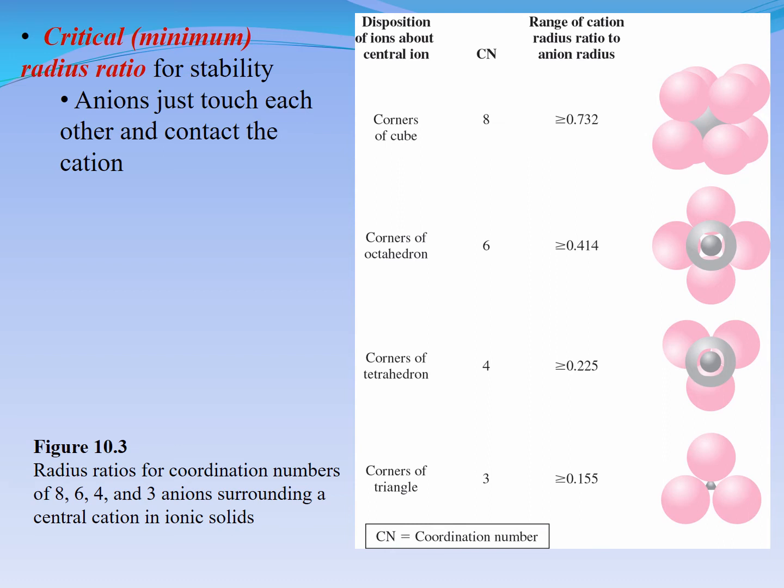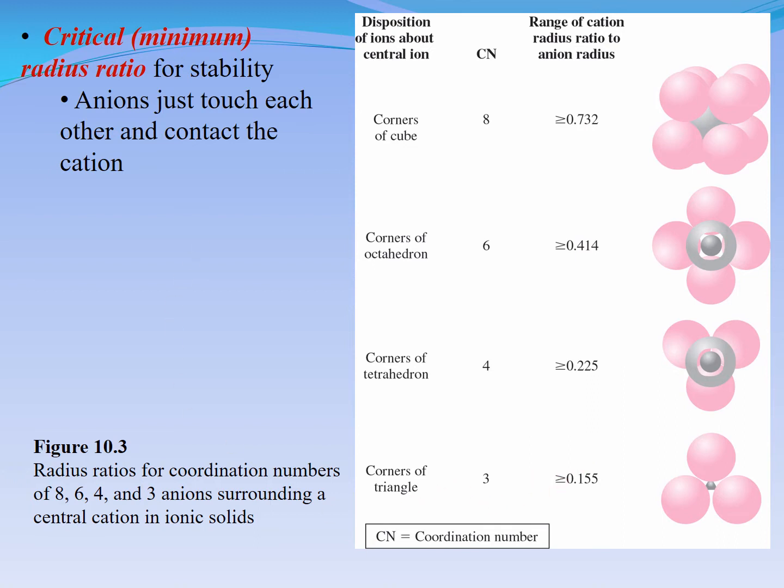Continuing with the coordination number and so on, with the actual figures, and the critical minimum radius ratio. It is the same as before, but now you can see coordination numbers 3, 4, 6, 8. These will be corners of a triangle, corners of a tetrahedron, corners of an octahedron, corners of a cube. And if it is 3, then the minimum radius ratio should be greater than 0.155 and so on.